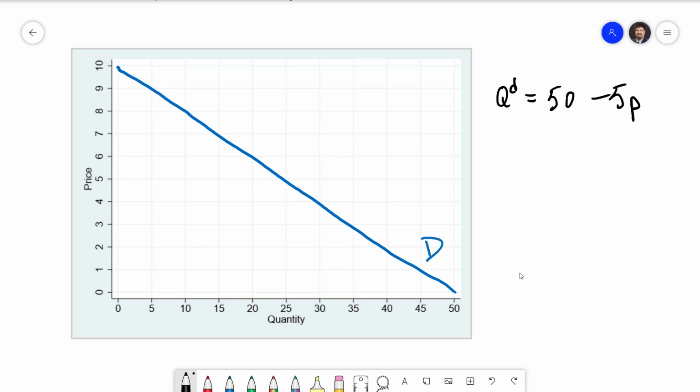Each point along the demand curve shows us the willingness to pay of the marginal buyer. The marginal buyer is the buyer who would stop buying if the price were to go up. For example, if the price were 7 and the price went up by a little bit, the person who is willing to pay exactly 7 is going to drop out of the market.